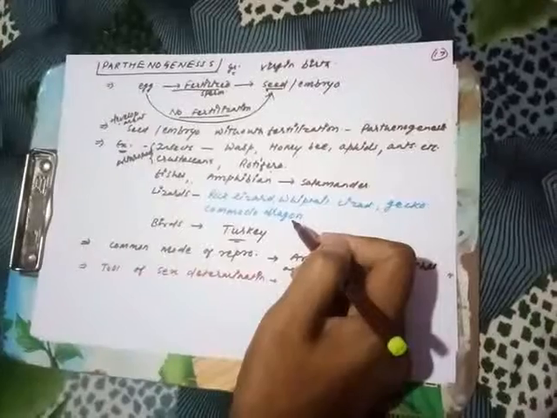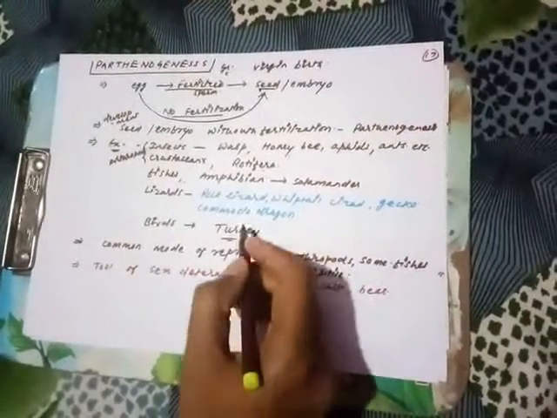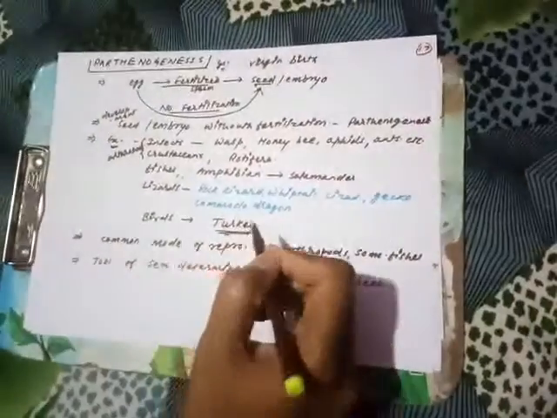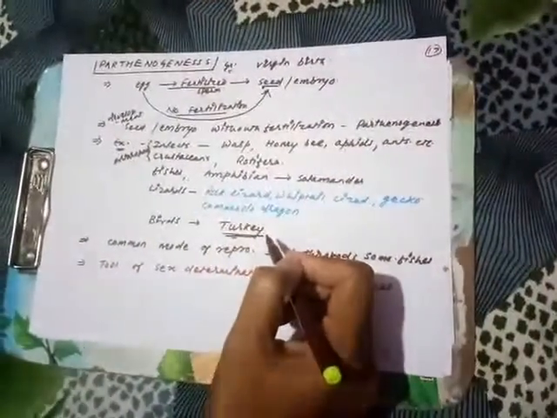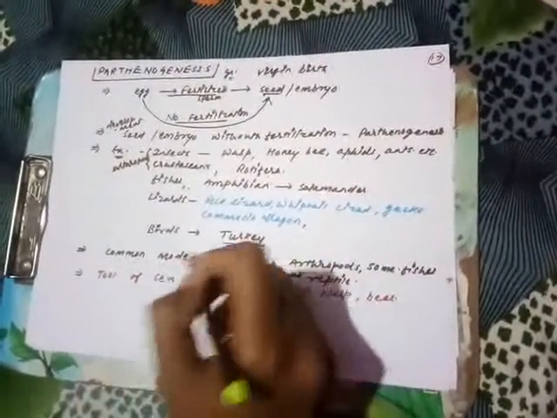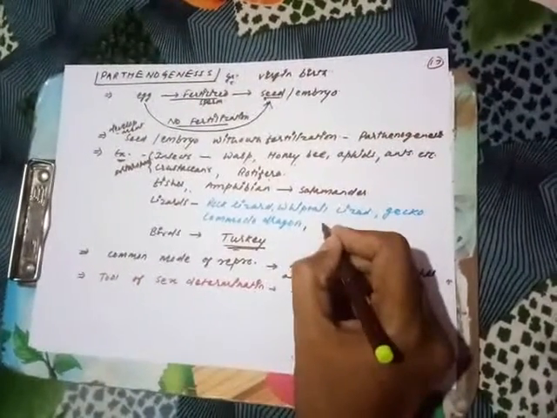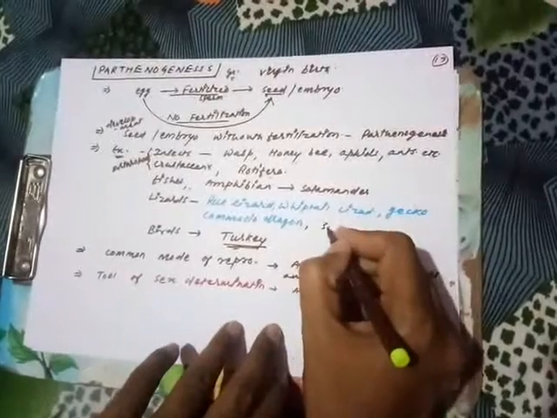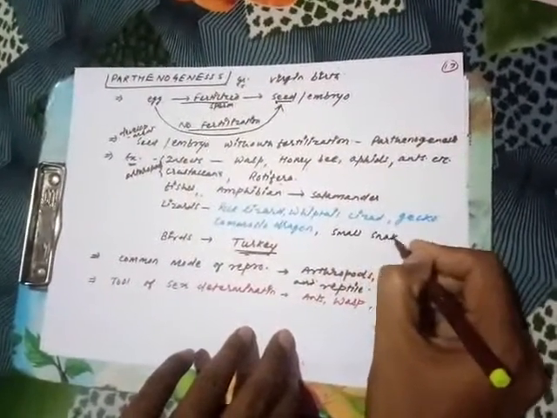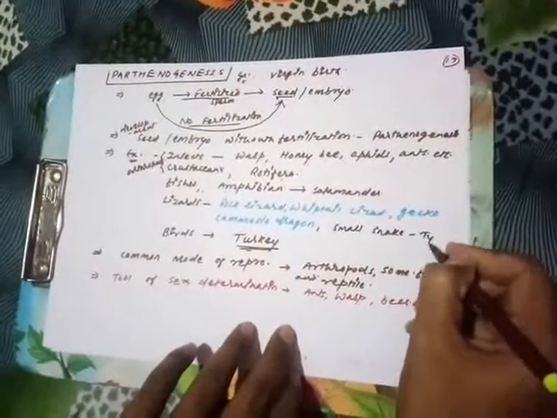the parthenogenetic mode of reproduction. Even some birds perform the parthenogenetic mode of reproduction. An example of such a bird is the turkey. We can add one more example, a small snake, Typhlops.